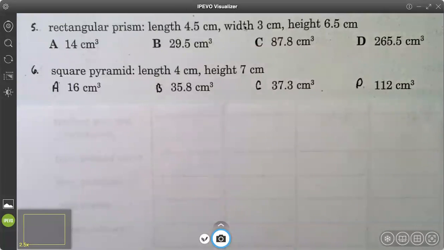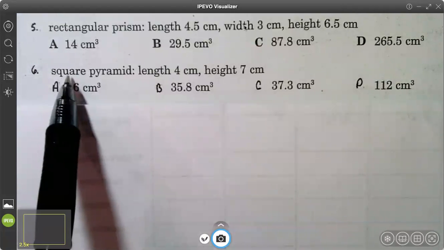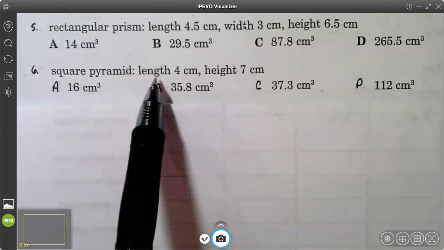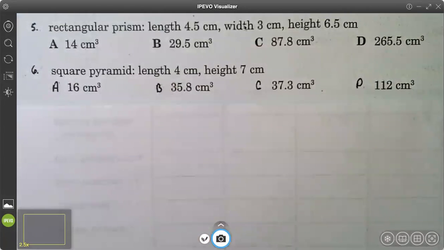Try number 6. Find the volume of a square pyramid with a length of 4 and a height of 7. Now, it didn't tell you the width, but it told you it was a square pyramid. So the base is a square. If the base is a square, whatever the length is, the width is. So if the length is 4 centimeters, the width is also 4 centimeters. And then the height of the pyramid, the distance between the square base and the point, is 7 centimeters.